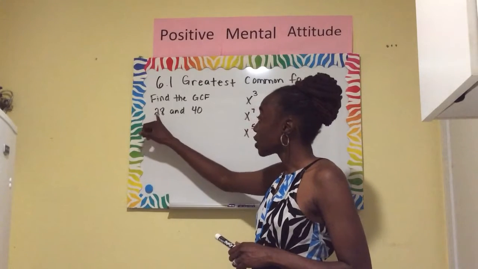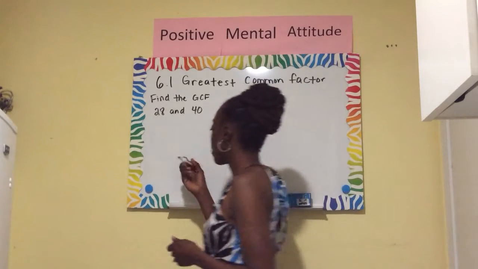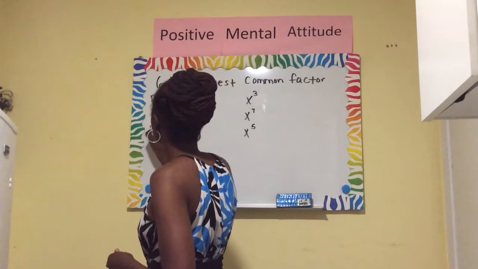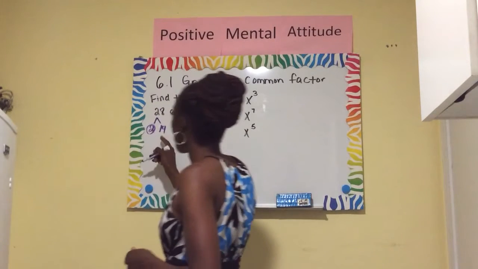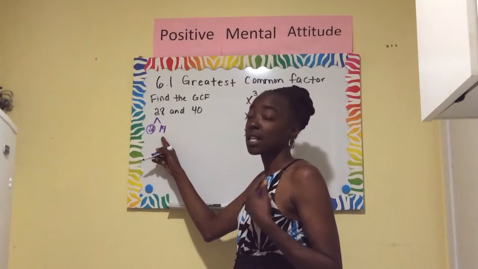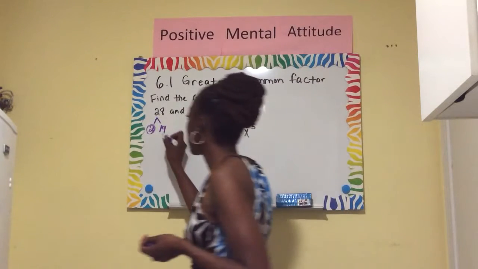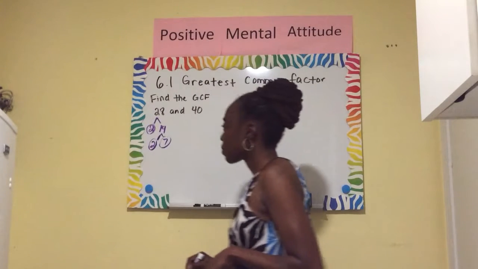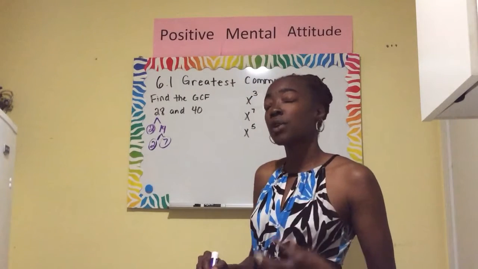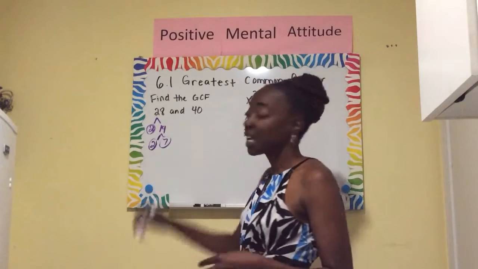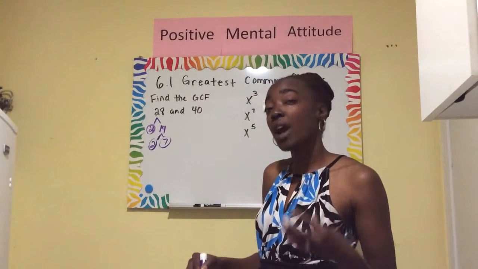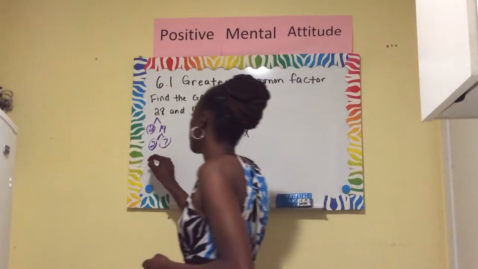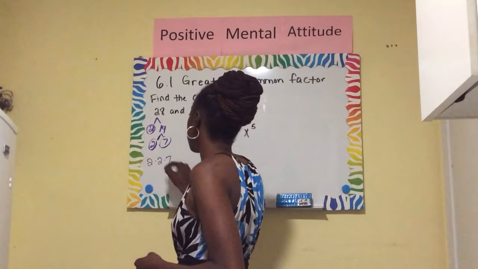So for 28, two numbers that multiply to give you 28, in this case, will be 2 times 14. 2 is prime, 14 is not. So then you have to say what two numbers multiply to give you 14. In this case, it'll be 2 and 7. 2 is prime, 7 is prime. So again, when you're trying to get the greatest common factor, you're trying to get all the prime numbers, or the prime factorization of that number. So the prime factorization of 28 will be 2 times 2 times 7.